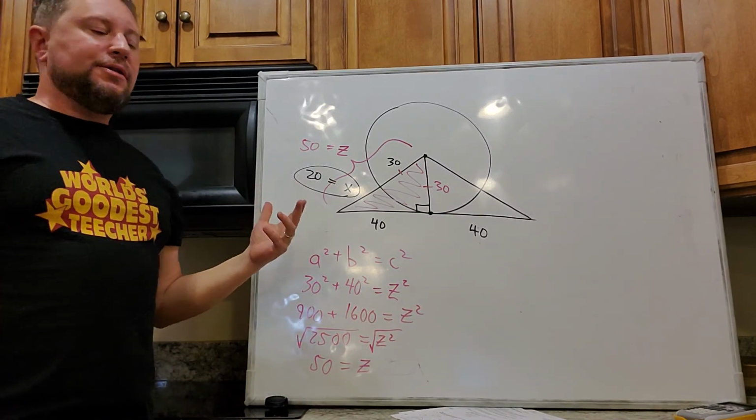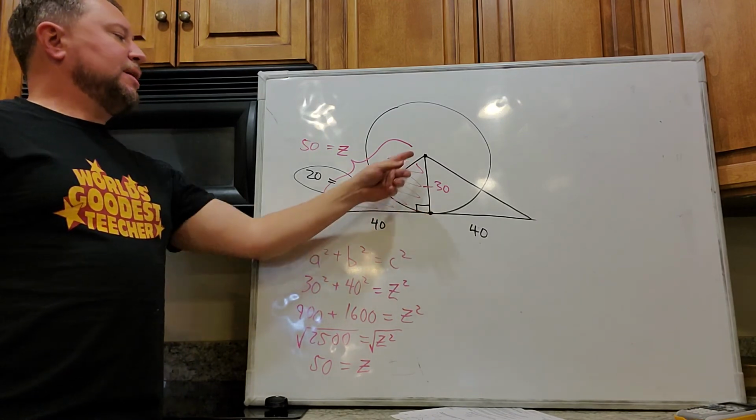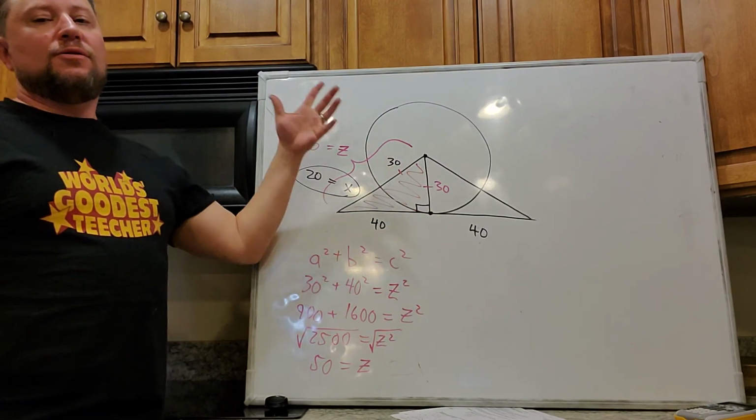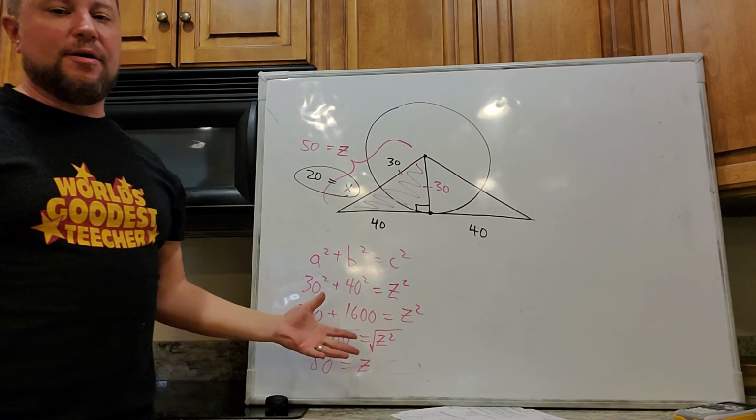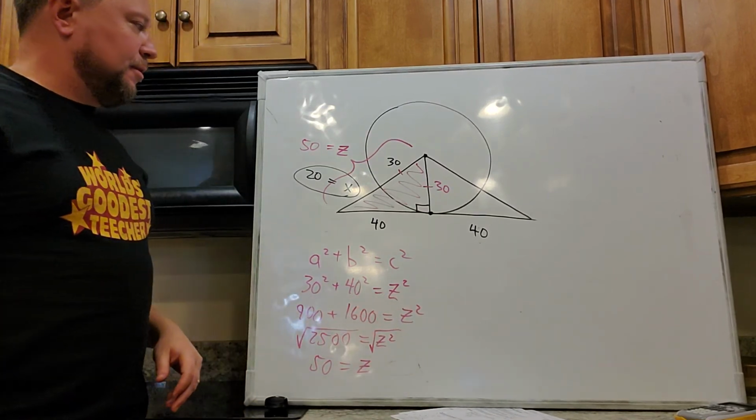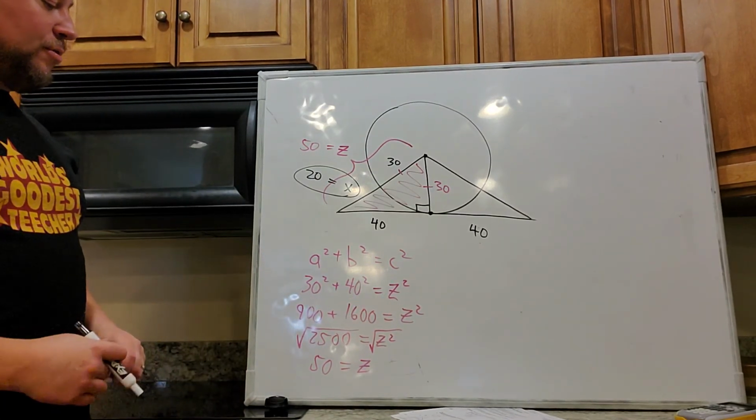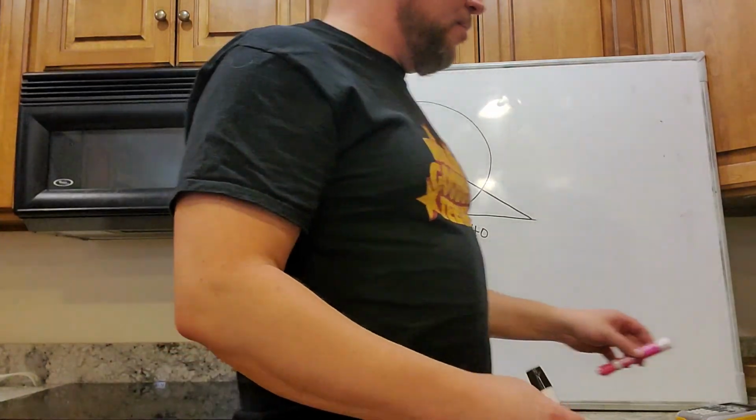Okay, so as you can see though, when you have a tangent meeting a radius, they meet at a right angle. So a lot of these problems involve the Pythagorean theorem. Okay, I think I've shown you enough to equip you for your homework.